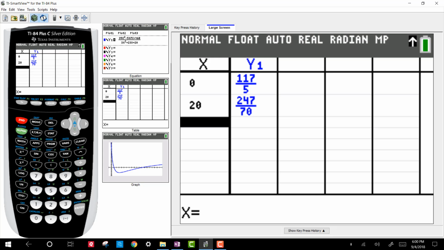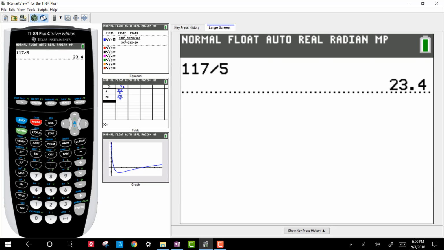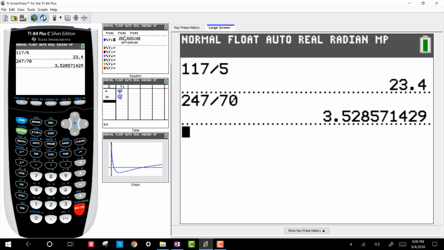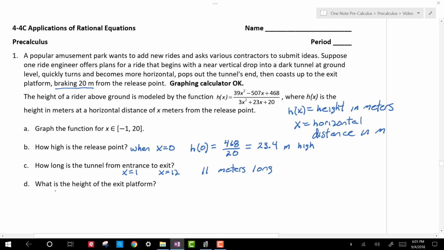So I'll hit second and quit, and I'll just punch in 247 divided by 70, and it turns out that I am 3.5 meters above the ground when I'm on the exit ramp. All right? So what is the height of the exit platform? Approximately 3.5 meters high. All right?